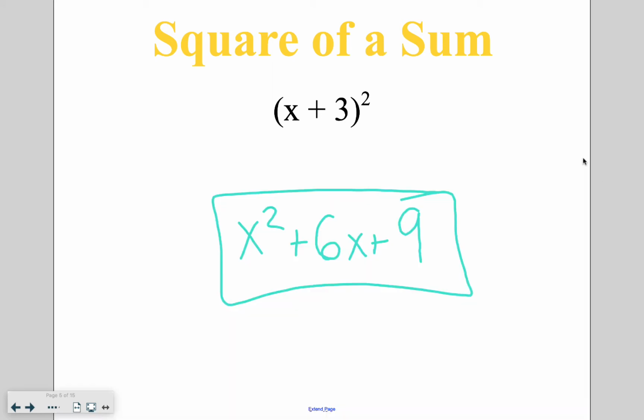So using that sum of squared, we've got x squared, which gives you x squared. Then we take 2 times x times 3, which is going to give you the 6x. And then we take 3 squared, which is going to give you 9.